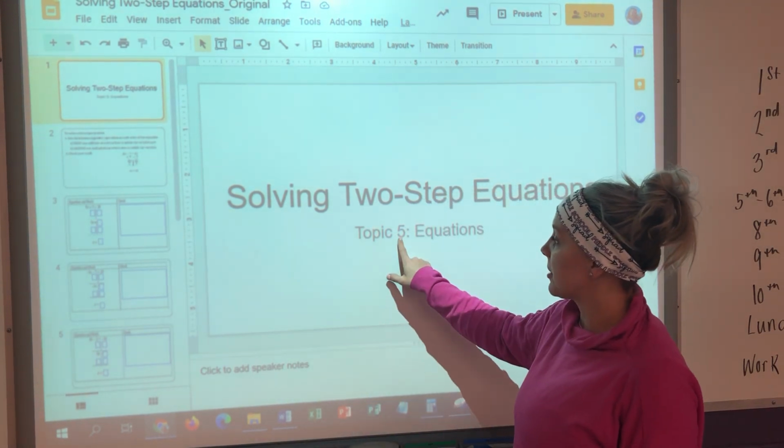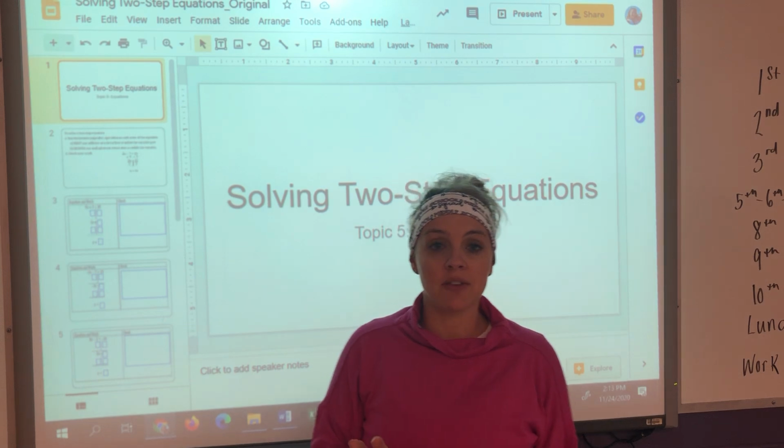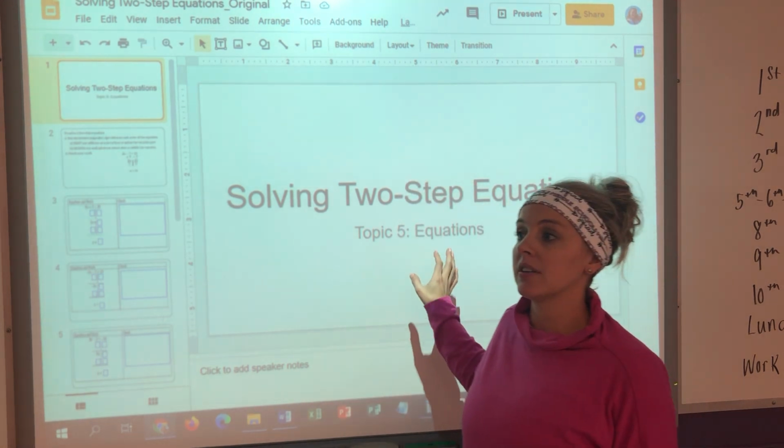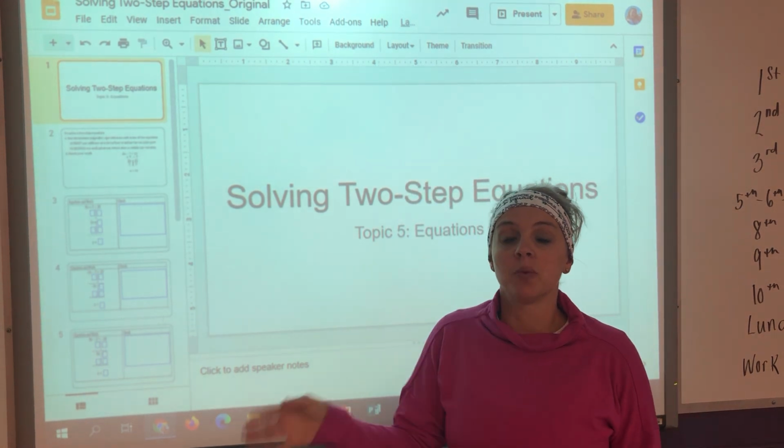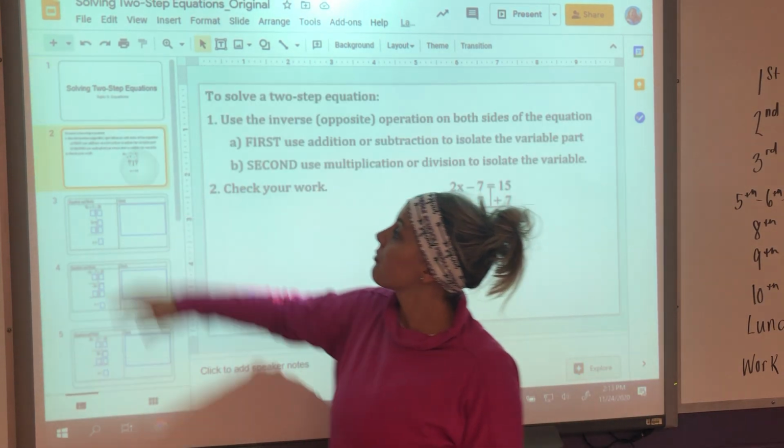So we are still in topic 5. We are going to be using our books later in the week, so make sure you have those handy. This is in volume 2. We have previously been working in volume 1, and we're going to move to volume 2.